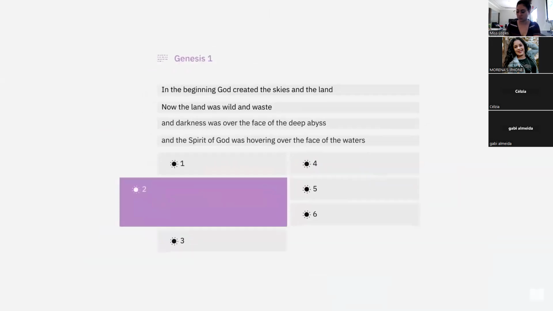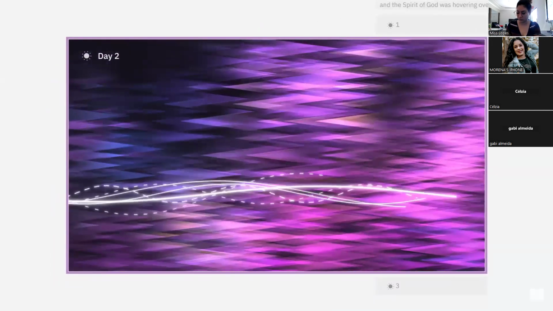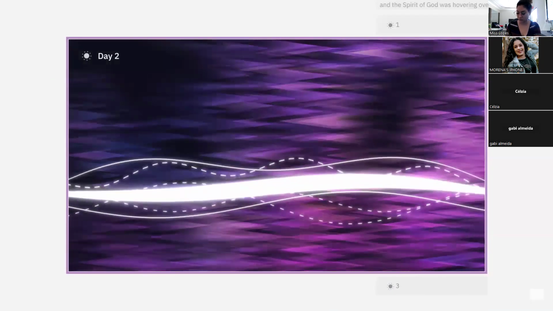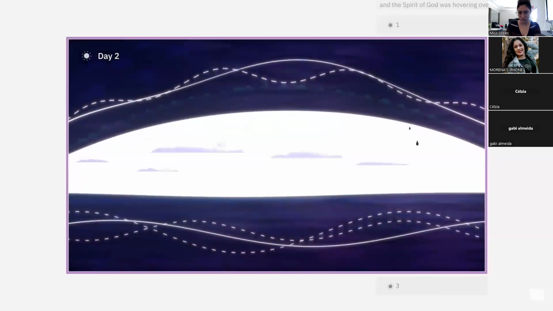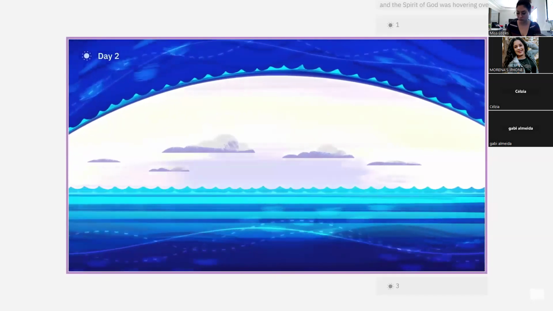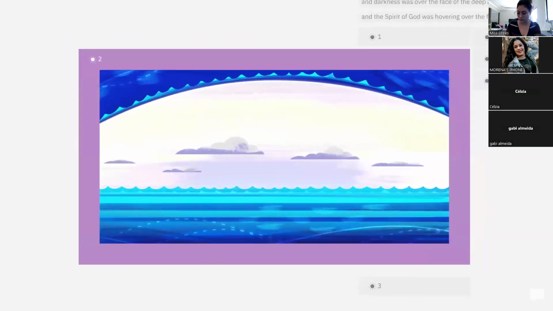Okay, and then on day 2, "Let there be a vault between the waters to separate water from water." What's the vault? In the ancient culture of the biblical authors, the sky was perceived as a solid dome that holds back waters. God's depicted here as splitting the chaos waters in half, above and below, which creates the realms of the sky and the seas.